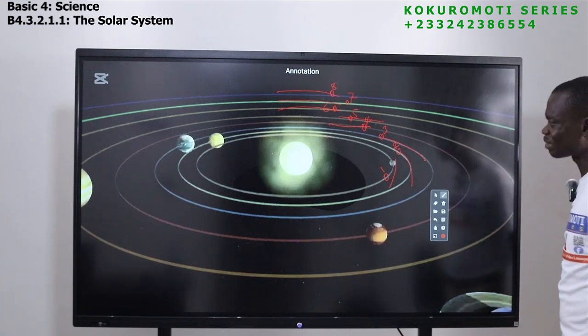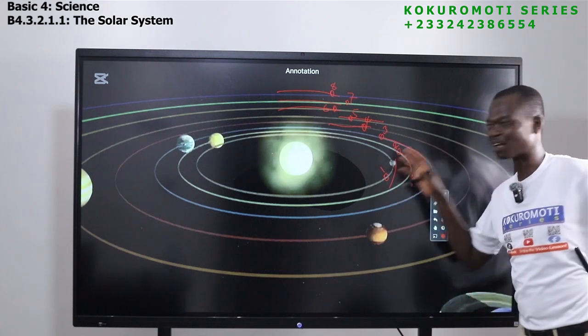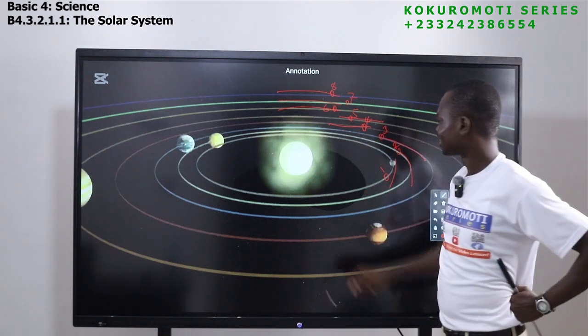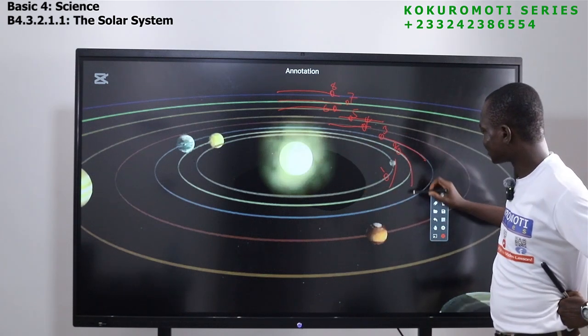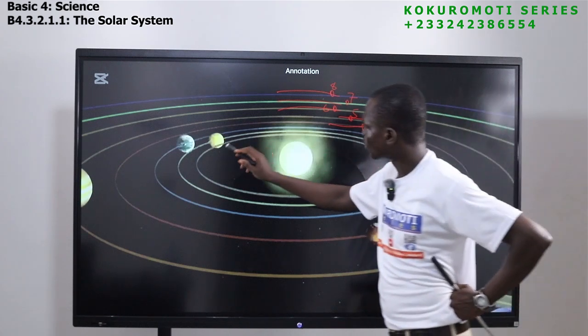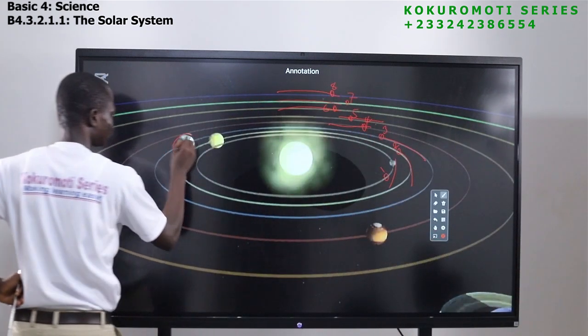So this is the solar system. Anytime you hear about the solar system, we are talking about this thing. The sun, the earth. The earth is the 3rd planet. So 1, 2, 3. This is the earth.